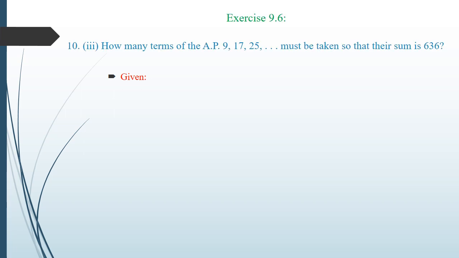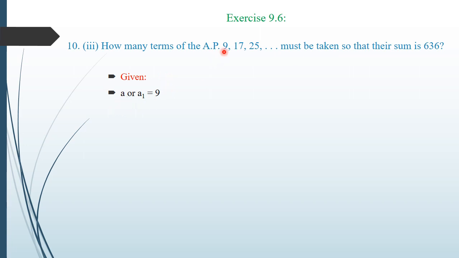Next sub question is question number 3, that is how many terms of the AP 9, 17, 25 and so on must be taken so that their sum is 636. Here he has given that the sum of a certain number of terms of this AP is 636. We need to find what is the value of that n here. Let us note down the given data.